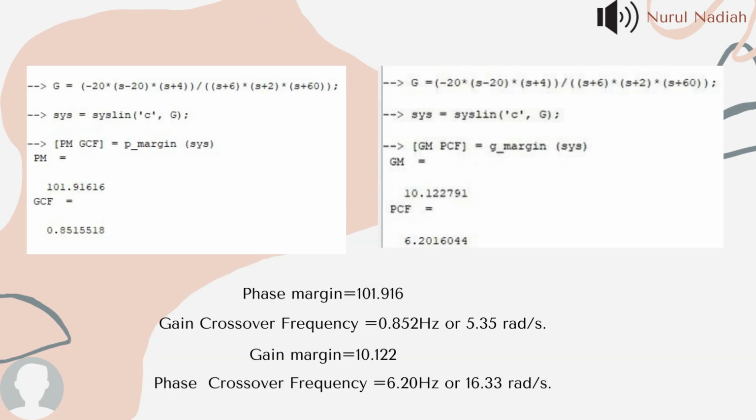From Scilab, we finally obtain the phase margin, gain crossover frequency, gain margin, and phase crossover frequency. We get a phase margin of 101.916, and a gain crossover frequency of 0.852 Hz or 5.35 radian per second.